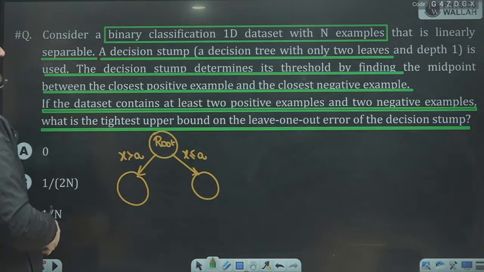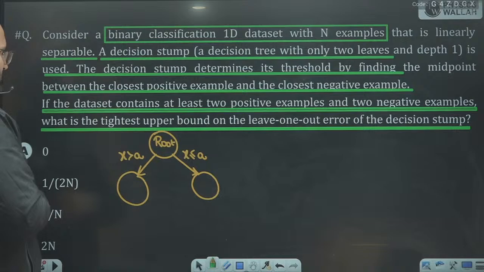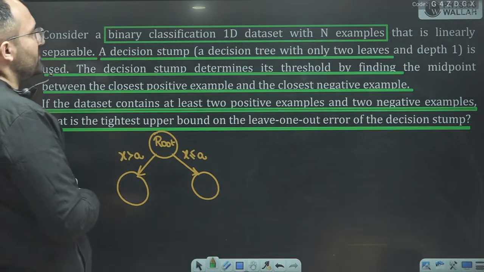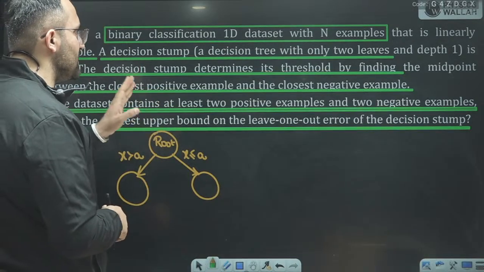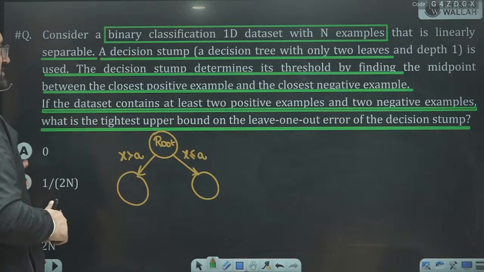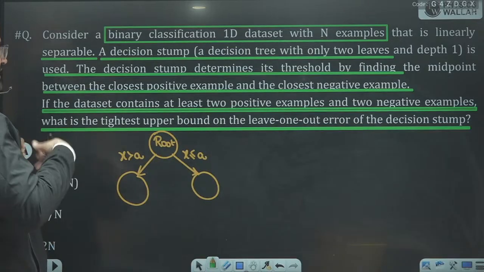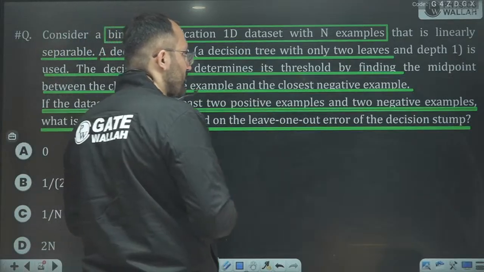The decision stump determines its threshold by finding the midpoint between the closest positive and the negative examples. If the data set contains n examples, with at least 2 positive examples and at least 2 negative examples, what is the tightest upper bound? What can be the maximum upper bound on the leave one out error of the decision stump?